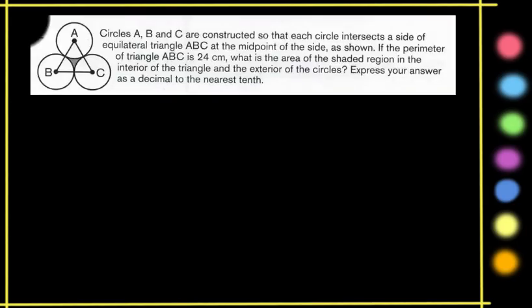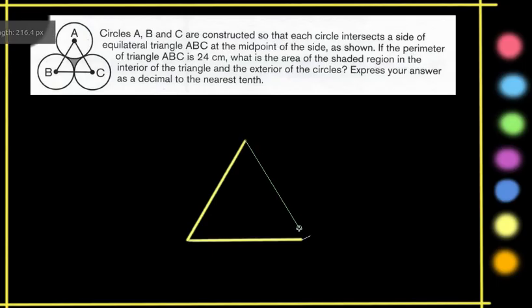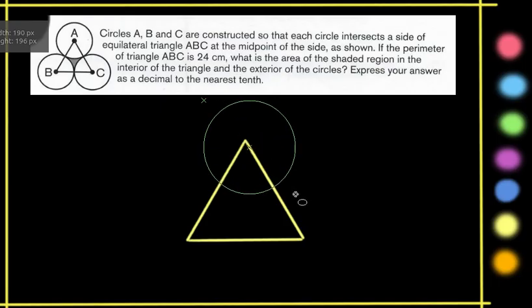All right, great. This one says circles A, B, and C are constructed so that each circle intersects a side of an equilateral triangle ABC at the midpoint of the side, as shown. If the perimeter of the triangle ABC is 24, what is the area of the shaded region in the interior of the triangle? Okay, let's see if I can draw this. So I've got an equilateral triangle. Well, it doesn't say it's equilateral, but I'm pretty sure it is. Let's see if I can draw these circles. Actually, that's going to be pretty tricky, isn't it? To get these circles right. I should have drawn the circles first.